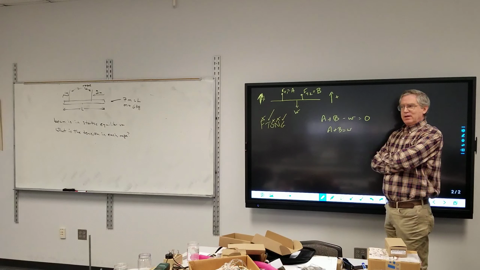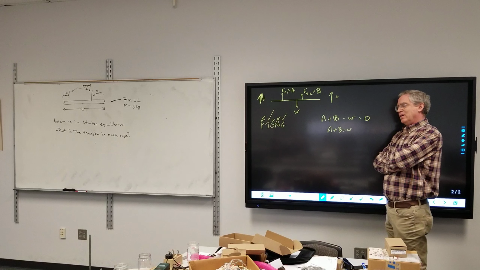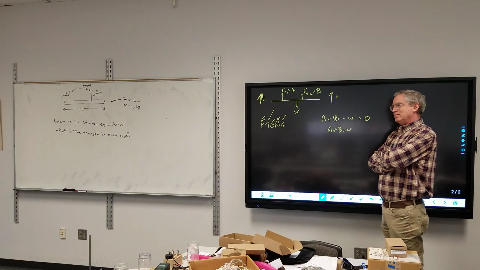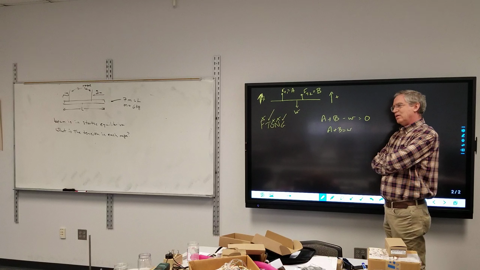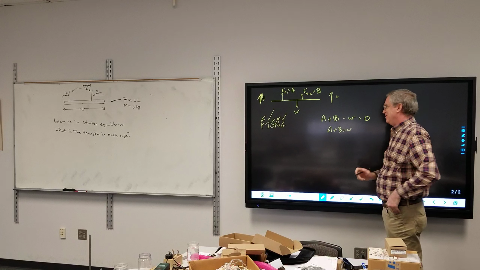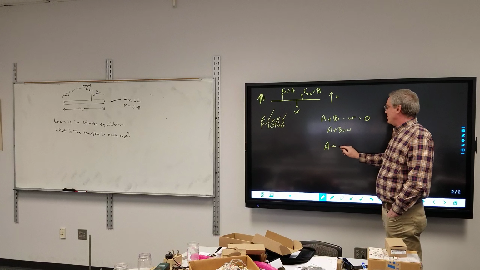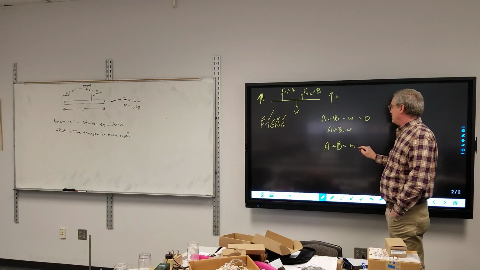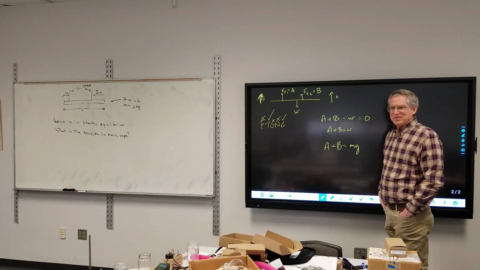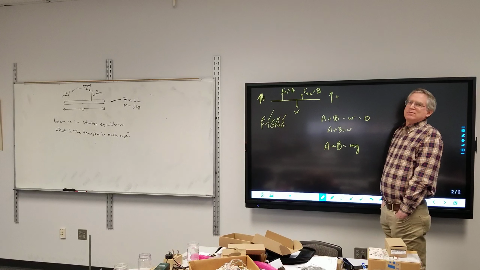Weight is equal to mass times gravitational acceleration. So going to substitution next, W equals mg. All right, what equation, two unknowns?